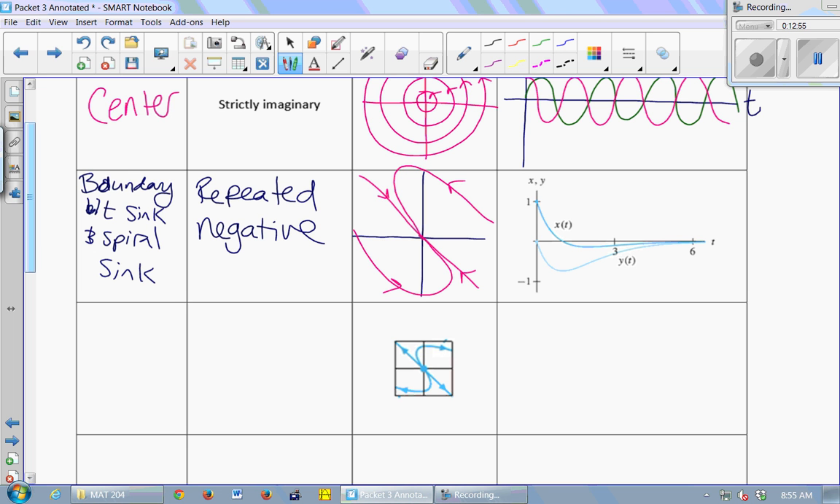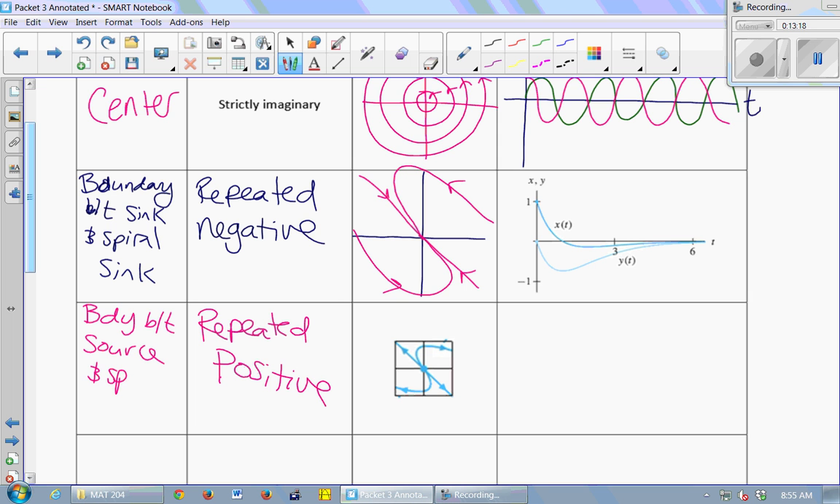All right, my next phase portrait underneath that one looks almost exactly the same, except everything's going out. So these are repeated positive eigenvalues. And it's the boundary between a source and a spiral source.